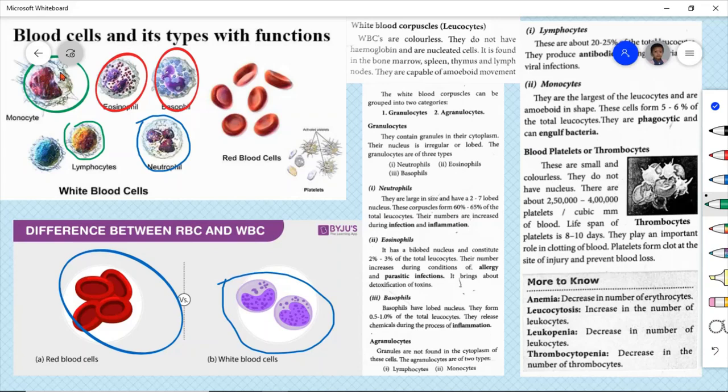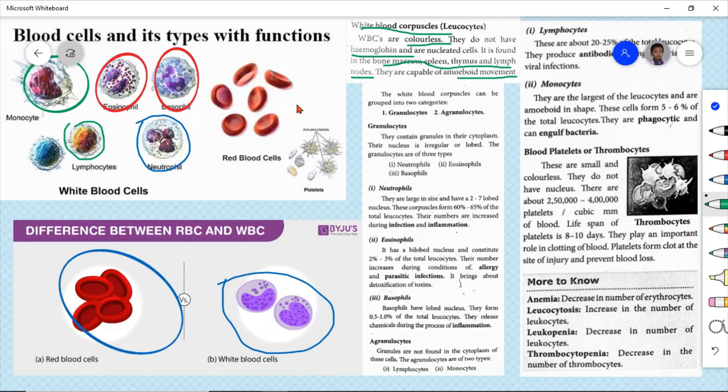Now we can go through the book also. White blood corpuscles are colorless. Then why is it colorless? There is no hemoglobin. It is found in the bone marrow, spleen, thymus, and lymph nodes. They are capable of amoeboid movement. Amoeboid movement means irregular movement, there is no definite shape.